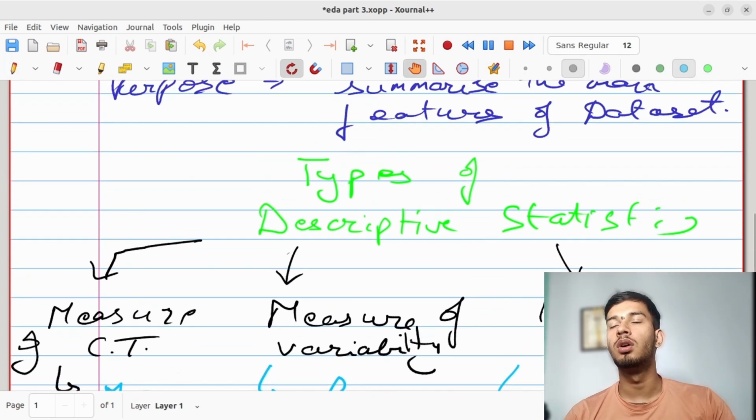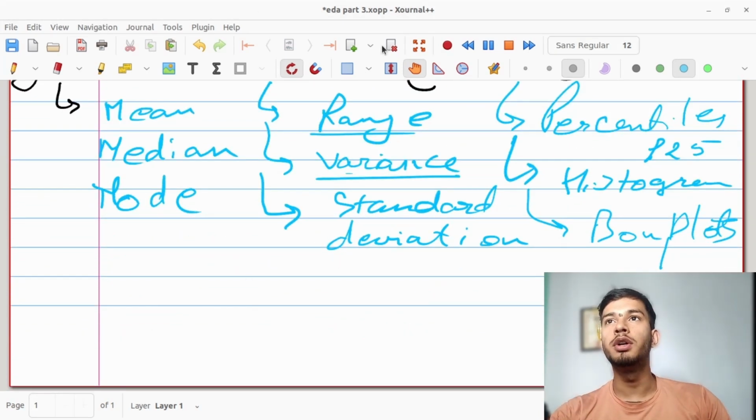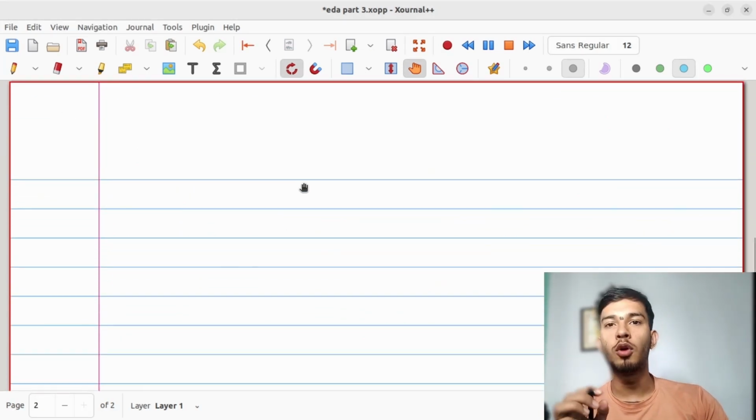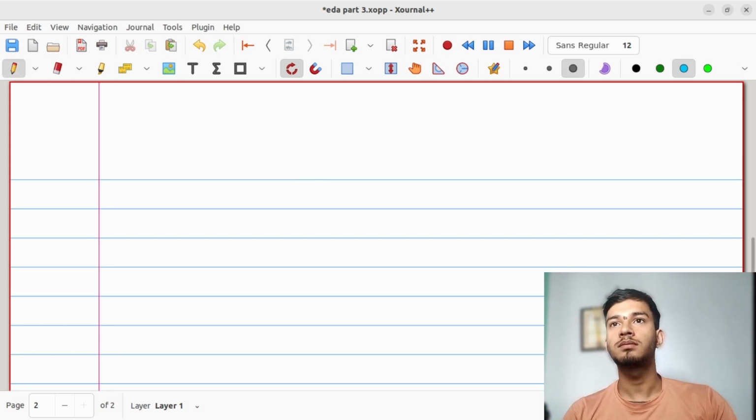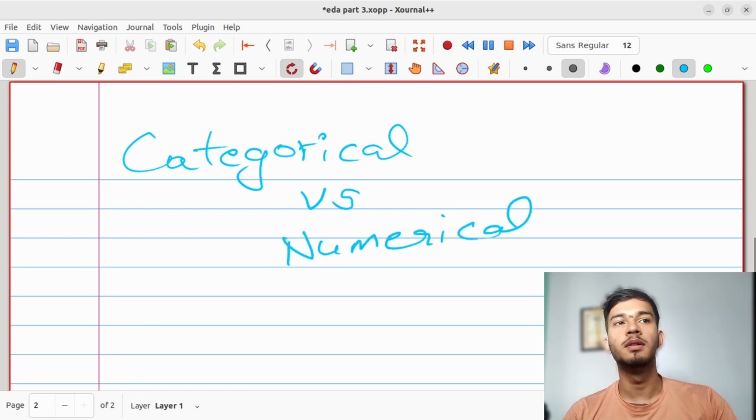So hope this sums up your types of descriptive statistics. Now, while performing EDA, it is your duty to choose the right statistics to perform on your particular data, right? You have to understand the nature of your data. The first thing you have to do is see how many categorical variables and how many numerical variables are present in your data, right? Basically, you have to understand the nature of your data.